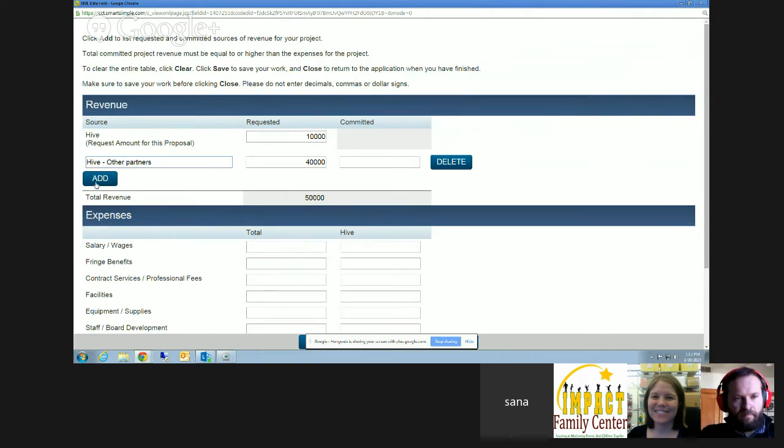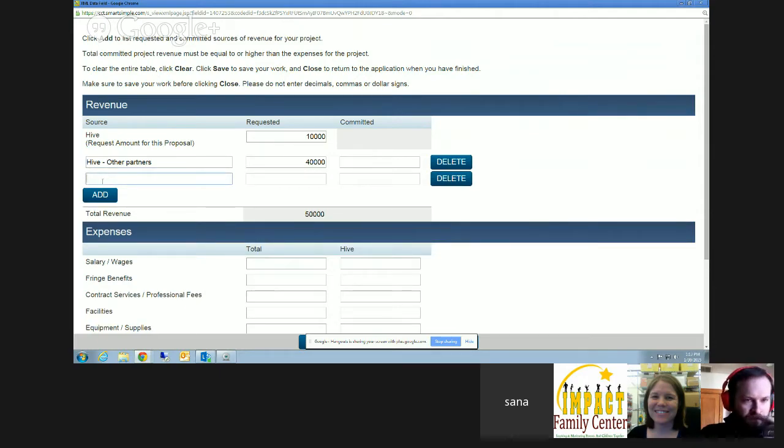Okay. Now, we have a match that we want to tell the Hive Fund about, from either our own resources or another foundation. So let's pretend that we've received a $50,000 grant from the McCormick Foundation. We add that additional amount in that cell. And let's say that it's committed, so we put that under the committed. We've already gotten an approval letter from them saying that we've gotten the grant. Right. So our total revenue for this project is $100,000.